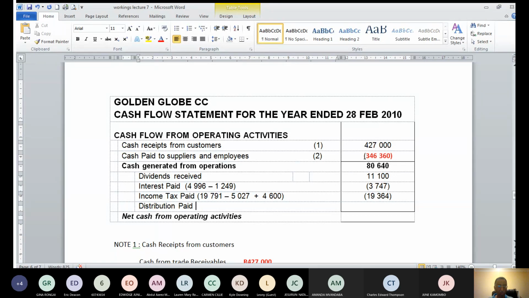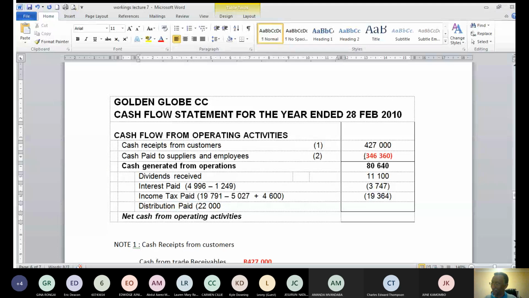The same basis we will deal with your distribution paid. Distribution paid, from the information under number 2, it tells you there the distribution to members in your statement of changes in net investment, you are supposed to pay.